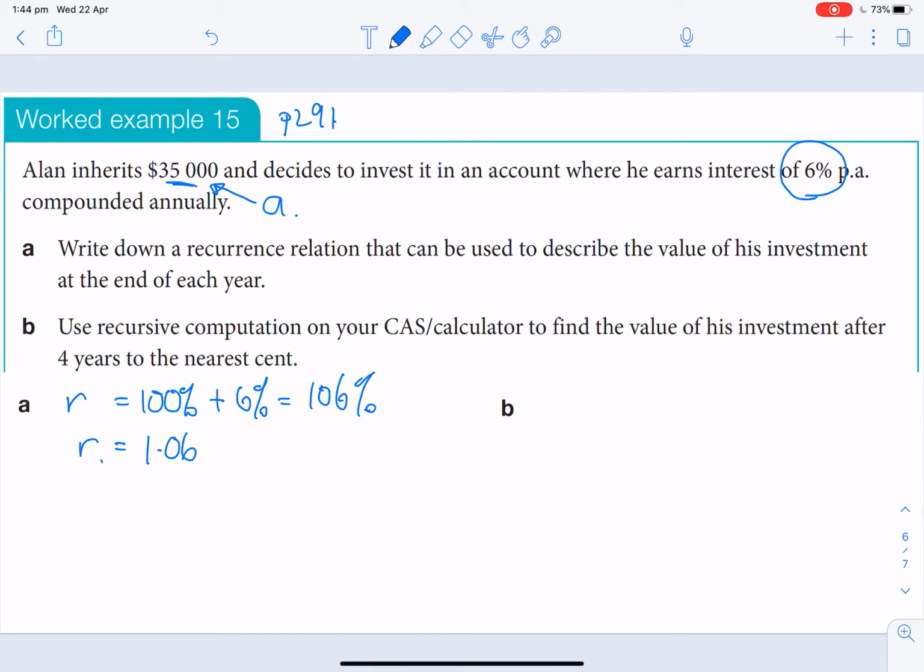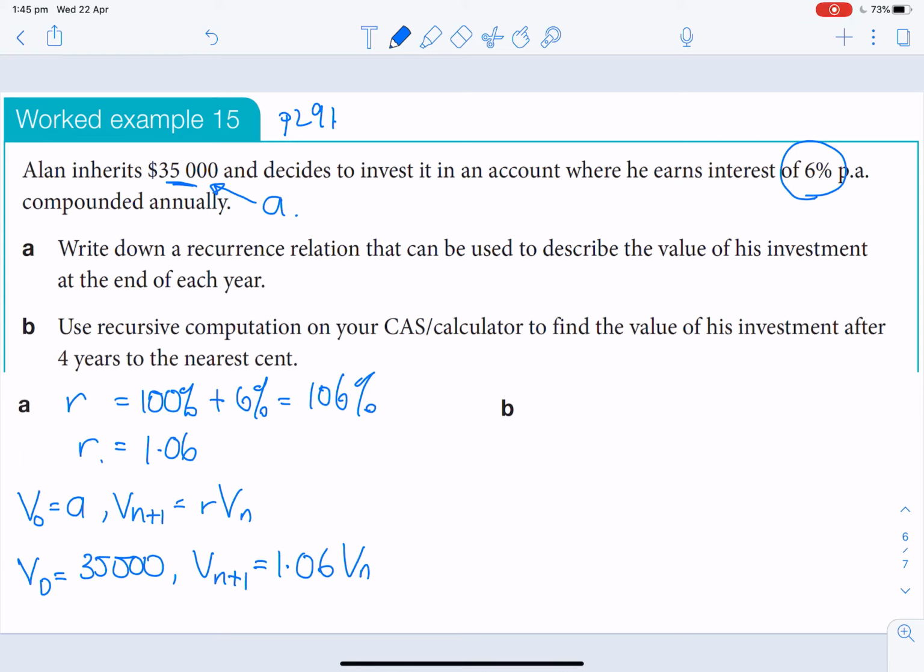Then we put these two, our A and our R values, into our formula. V of 0 equals A, V of n plus 1 equals R V n, and we come up with V of 0 equals 35,000, V of n plus 1 equals 1.06 Vn. So every year you're going to get 6% on top of the previous year's accumulation.